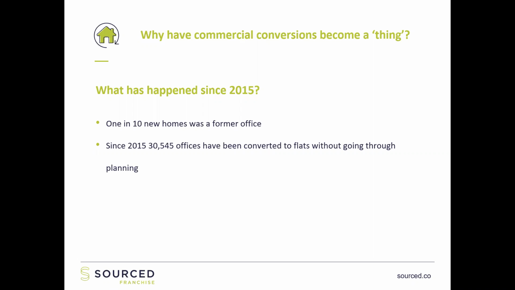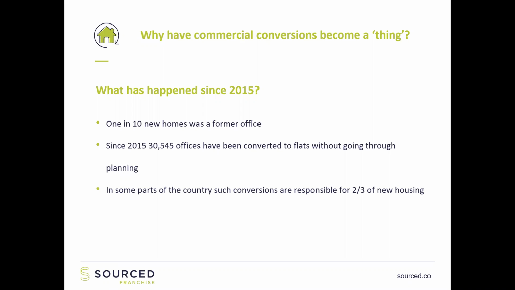Since 2015, 30,545 offices have been converted to flats without the necessity of going through planning. A huge amount, and that's not done by one person, obviously. But if it was, that would be a huge amount of money they'd have saved by not having to go through planning for those 30,545 offices. And not only in terms of money, but in terms of time as well. They've saved years and years of delays, waiting for those units to go through planning and get planning approval.